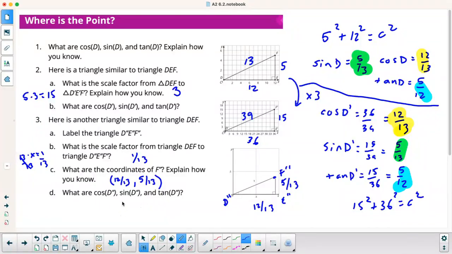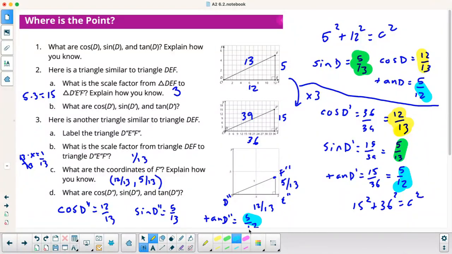Since it's a similar triangle, we kind of already figured out that they're going to be the same, so I don't really need to do the ratios again. I could if I wanted to. Cosine of D double prime is going to be the same thing, 12 over 13. Sine of D double prime is again 5 over 13, and the tangent of D double prime is going to be 5 over 12. So you can see how they match up. And again, you could divide them if you wanted to, but it's going to just be over 1, so it's going to be the same thing.